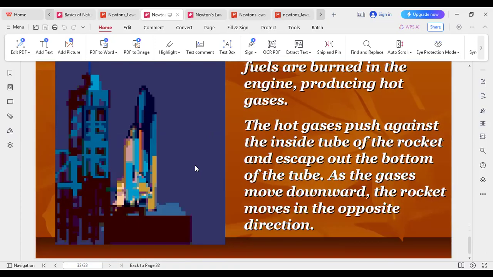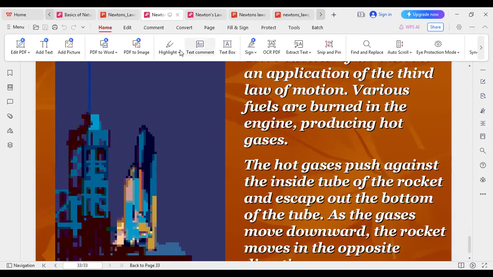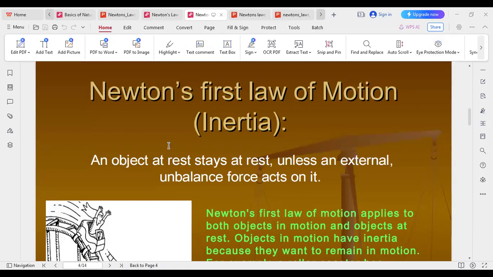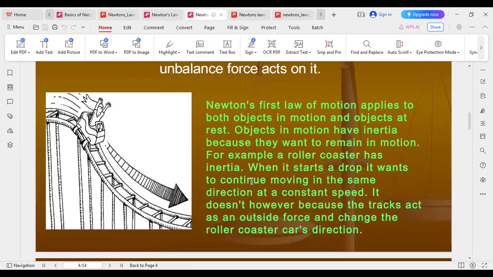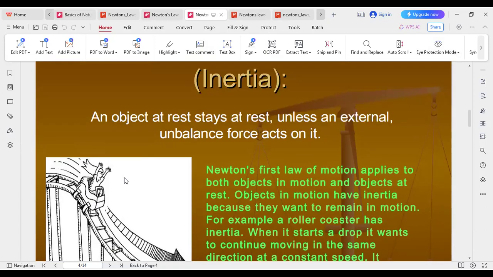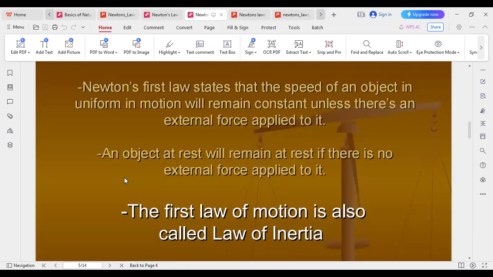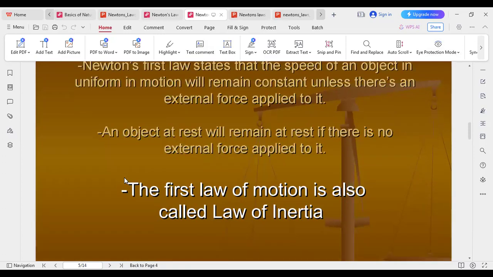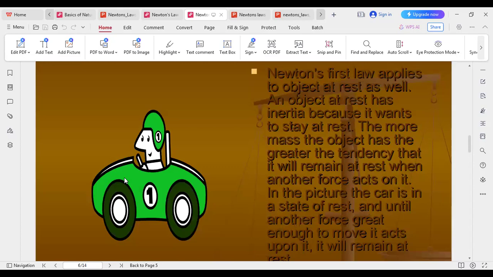So this is another example of Newton's third law. Newton's laws of motion also have other real life examples. An object at rest stays at rest unless an external unbalanced force acts on it. So Newton's first law of motion applies to both objects in motion and objects at rest. This is the example when you're sliding in a park. This is actually an example of inertia, for Newton's first law. So this first law is also called the law of inertia.